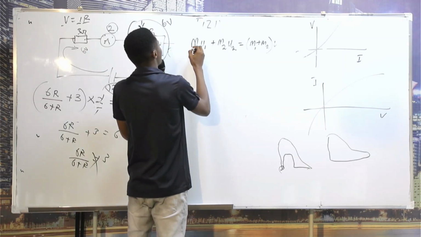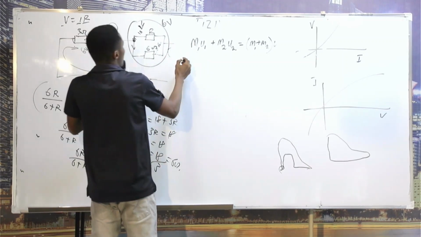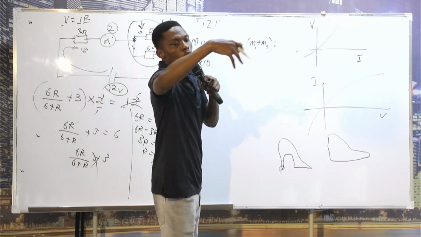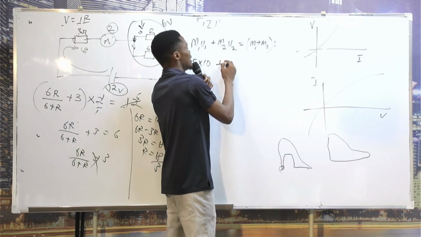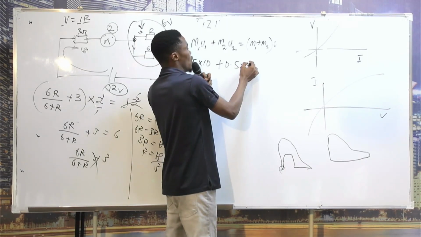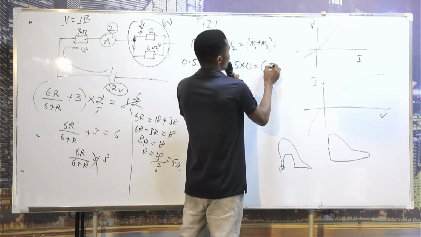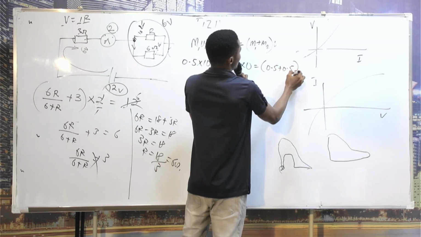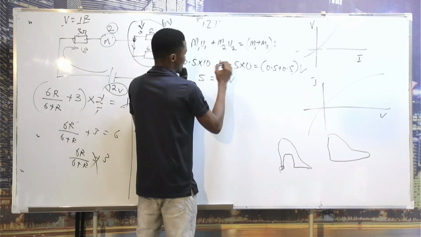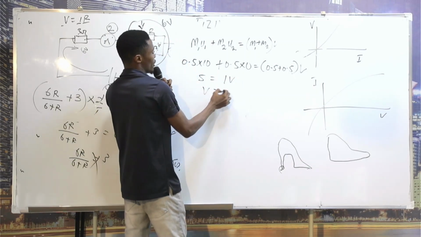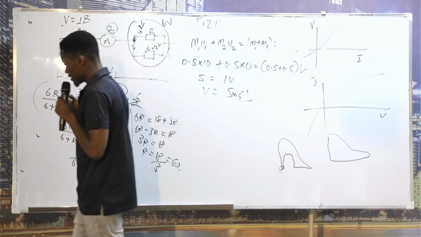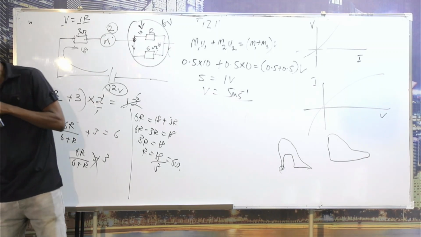Now, the first mass, what is the first mass? 0.5, traveling at 10. Now, second mass, they said it is equal mass, meaning that M2 is also 0.5. But it was at rest, and because it's at rest, U is 0. And this becomes (0.5 plus 0.5) times V. What would this give to me, class? 5 is equal to 1V. Which is V is equal to 5. So 5 meters per second. That is the velocity they will move with together.